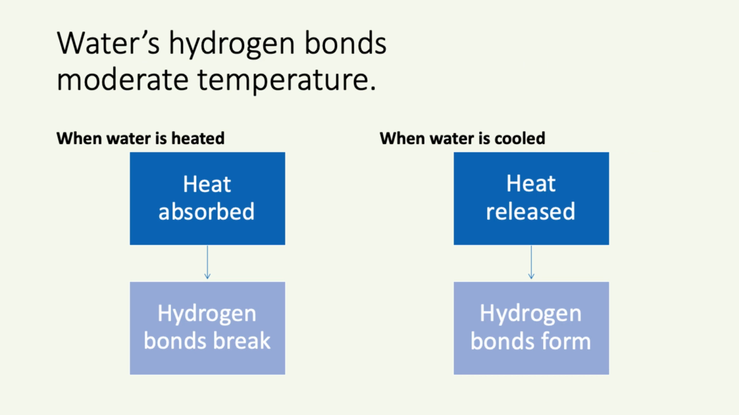Water's hydrogen bonds moderate temperature. Heat is absorbed when hydrogen bonds break and released when hydrogen bonds form. This helps keep temperatures relatively steady. As the most energetic water molecules evaporate, the surface of a substance cools.